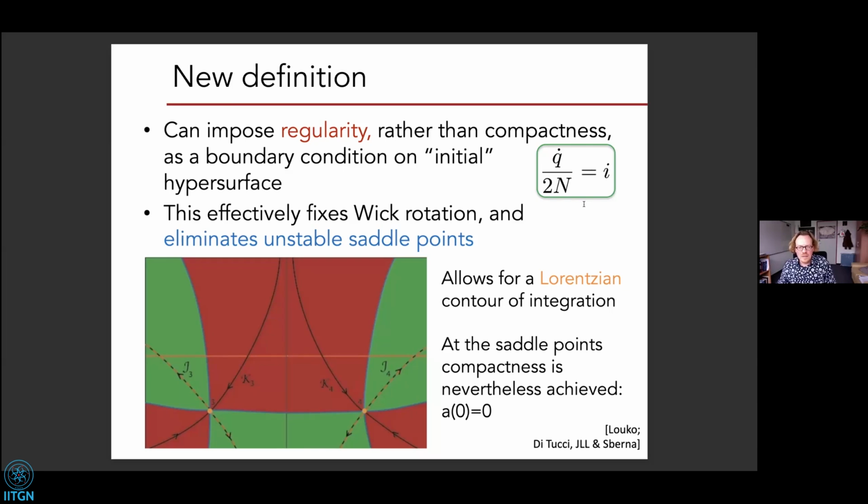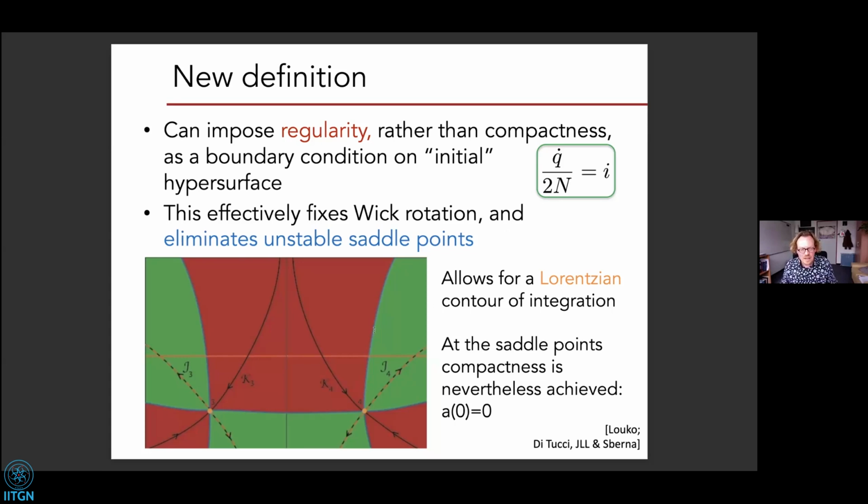And you see, there is an immediate advantage to this, which is that this q dot, the initial direction of the scale factor, the direction in which it starts expanding, you could have chosen a different sign. You could choose i or minus i. Both would give regularity, but this choice of sign is also the choice of Wick rotation, because it tells you in which direction the time direction should be rotated. And so if you impose regularity, you fix the Wick rotation, and you can fix this sign such that you get stable metrics.